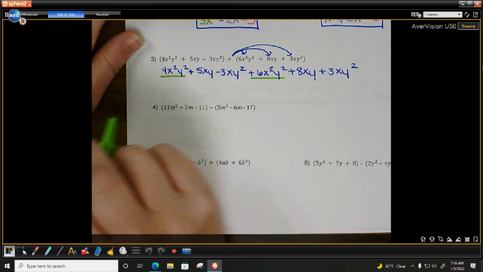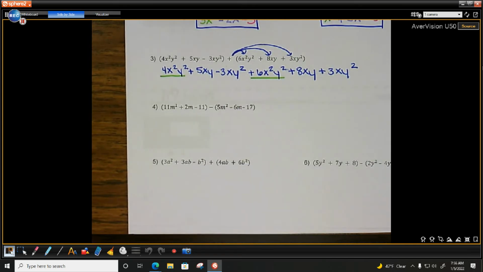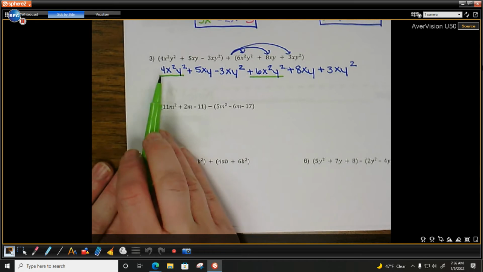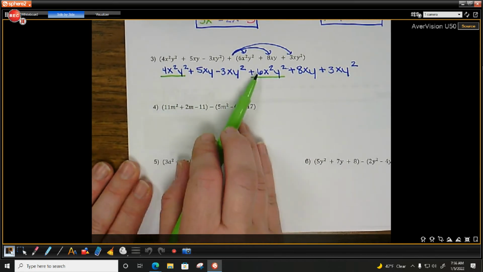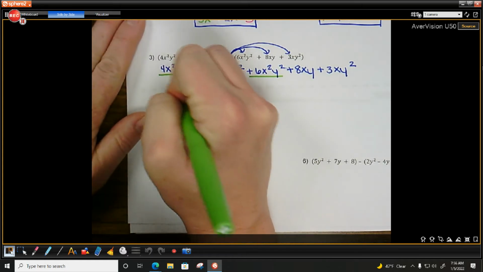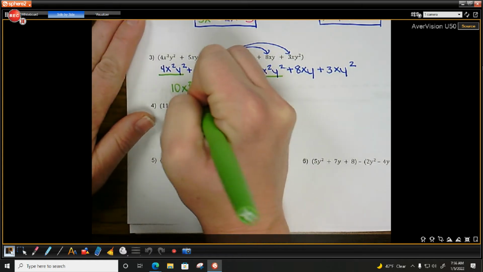Now, the way you know what operation to do is by what's in front of it. This is a positive 4. What's in front of the 6? So 4 plus 6 is 10. Don't change the variable's exponents. Remember, when you add and subtract, the variable's exponents never change.